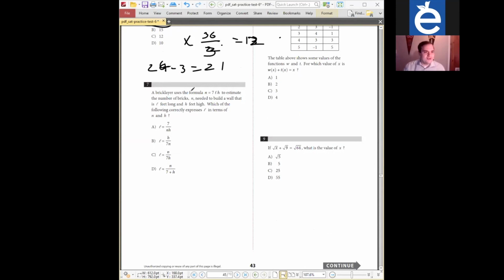All right. A bricklayer uses the formula N is equal to 7LH to estimate the number of bricks N needed to build a wall that is L feet long and H feet high. Which of the following correctly expresses L in terms of N and H? All right, so sometimes people get lost in the verbiage on these questions, but all this is saying is, please rearrange the equation so we're solving for L. So you just do the steps you would normally do if there were real numbers there, and you solve it that way. So the original equation was N is equal to 7LH.